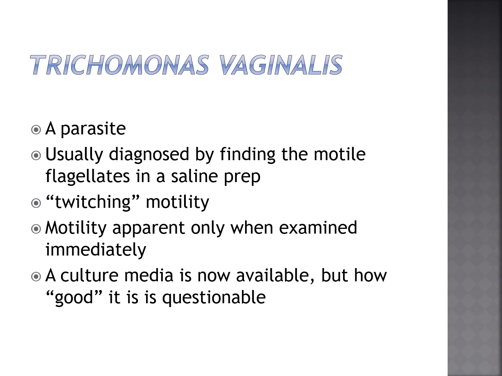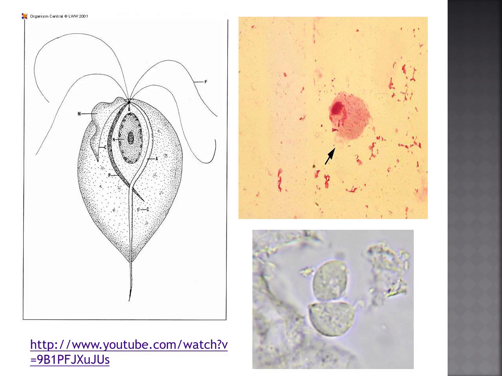Let's take a look at a picture of Trichomonas. Here's a drawing of Trichomonas, and you can see that it has 4 anterior flagella and an undulating membrane, and that's what causes the twitching motility. On the upper right is a gram stain of Trichomonas, and that's very difficult to identify from a gram stain. And on the bottom right is a picture of the Trichomonas in a vaginal wet prep. If you click on that link, it should take you to a YouTube video, or copy and paste the link into your browser, and you'll be able to see the YouTube video of motile Trichomonas.